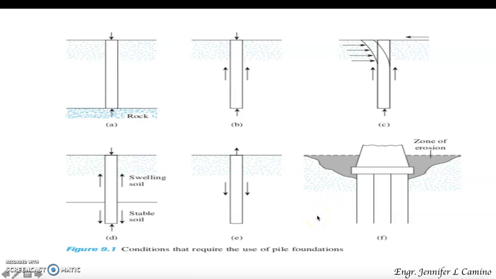So basically, why do we have to make use of pile foundation? First, a compressible or weak upper soil layer; second, presence of horizontal forces; third, presence of expansive soil; fourth, subjected to uplifting forces; and fifth, soil erosion.